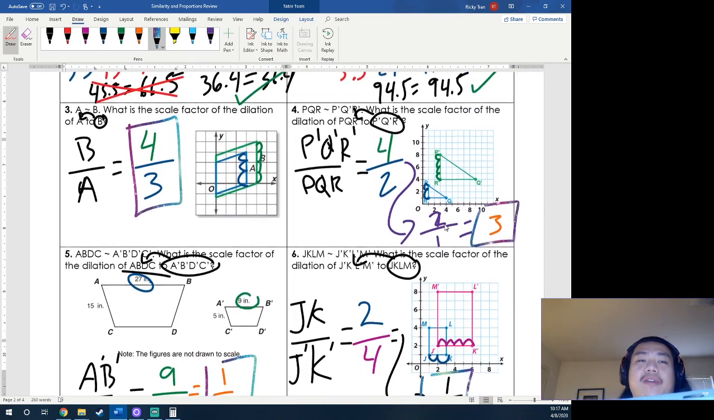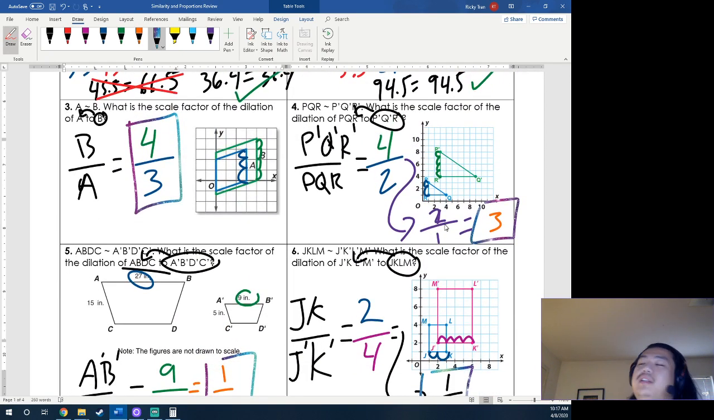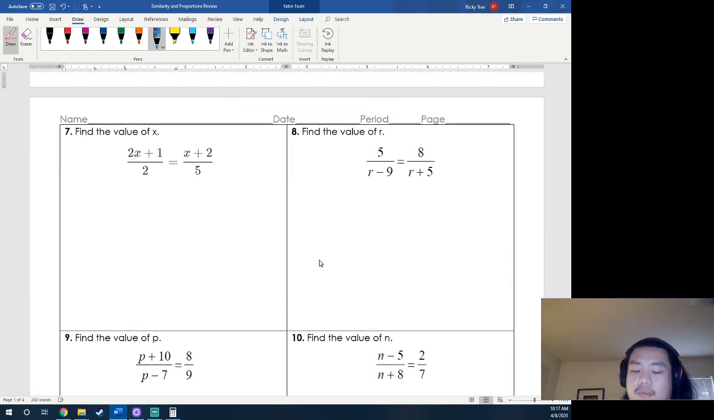All right? So that's scale factor. Remember, whenever we're saying any shape to another shape, it's always the second shape over the first shape. Second shape over the first shape. When we talk about A to B, it's always second shape on top of first shape. Okay? Let's look at number 7.